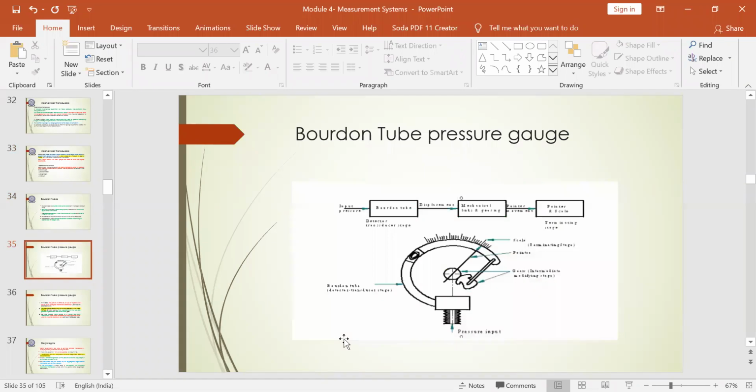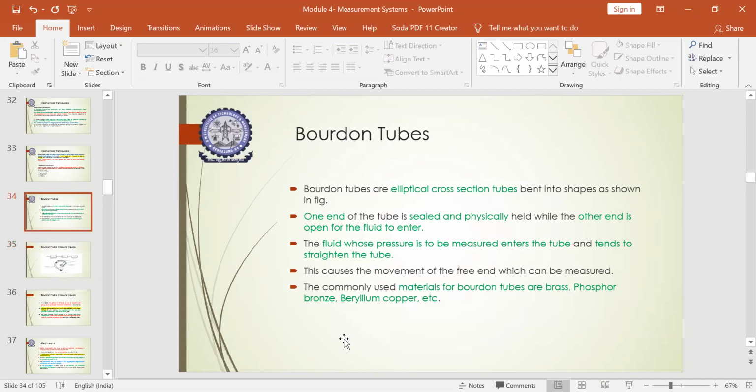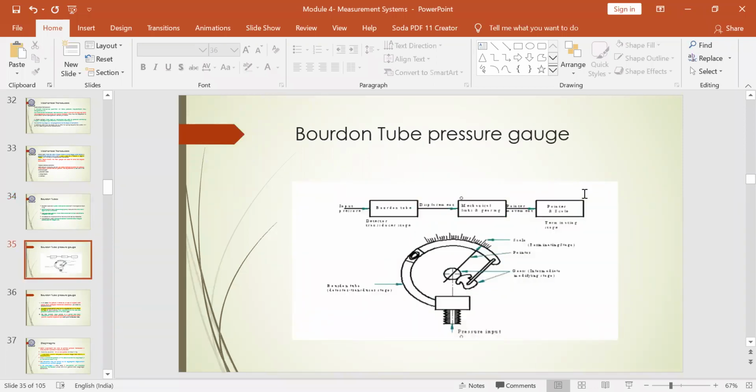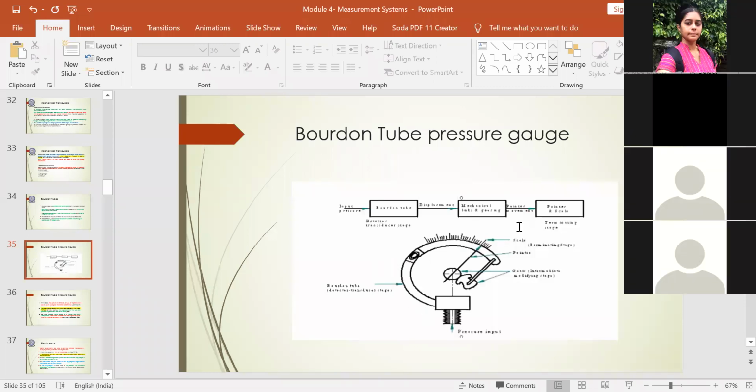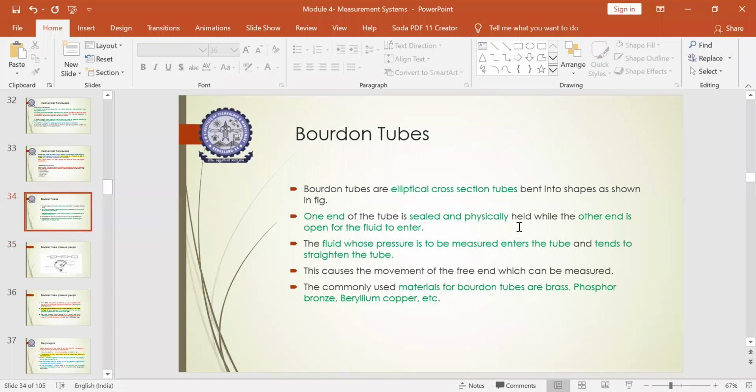So this is a Bourdon tube pressure gauge. Okay, so how does it work? Bourdon tubes are elliptical cross-section tubes which are bent into shapes as shown in the figure. So this is how the Bourdon tube looks, bent as per the required cross section of the elliptical bend. One end of the tube is sealed and physically held while the other end is open for the fluid to enter.